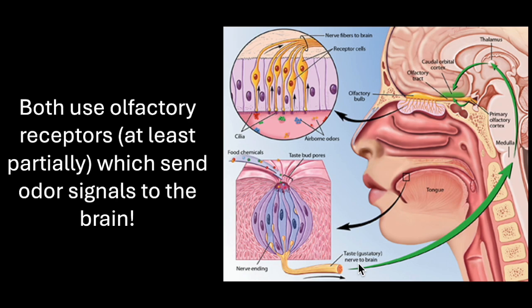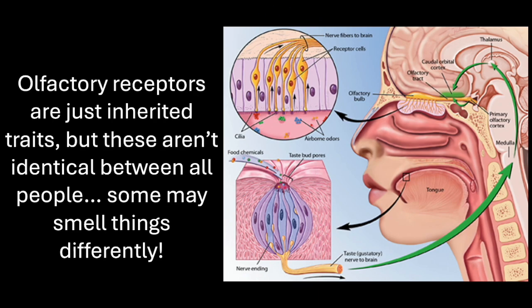I combine smell and taste, and that's because both of these use olfactory receptors, at least to some degree. And these send odor signals to our brain. And here is kind of a close-up of these receptors. These typically are inherited traits. So these aren't going to be identical between people, but many people do smell things differently.